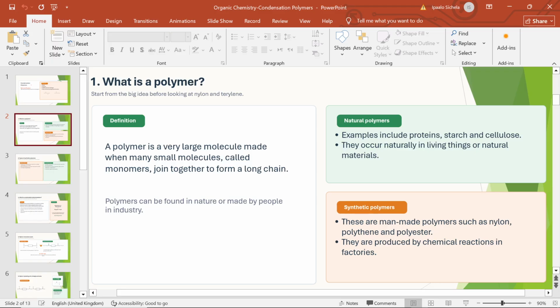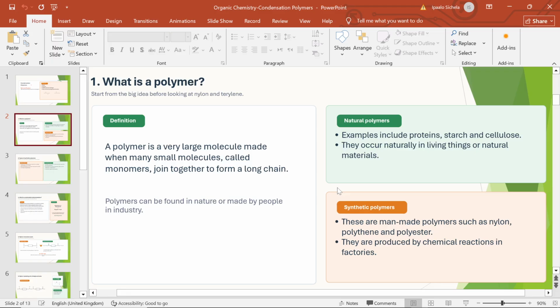So polymers can be found in nature or can be made by people in the industry. The ones that are found in nature are called natural polymers, while the ones that are made by people in the industry are called synthetic polymers. Natural polymers occur naturally in living things or natural materials. Examples are proteins, starch, cellulose, and carbohydrates. Synthetic polymers are man-made polymers such as nylon, polyethylene, polyester, etc.